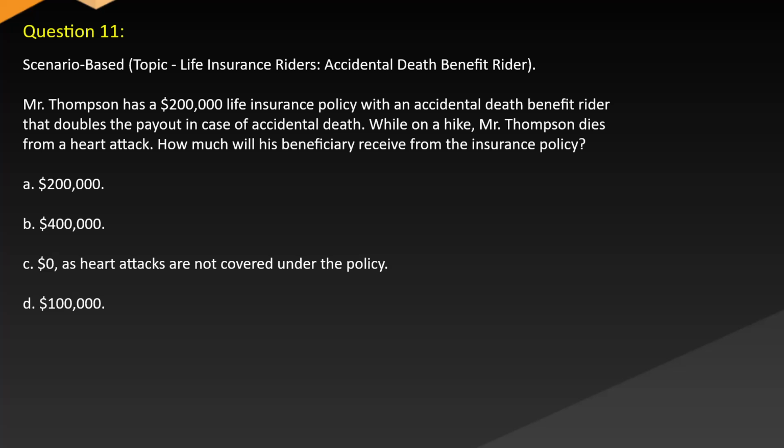Question 11. Scenario-based topic: Life insurance riders. Accidental death benefit rider. Mr. Thompson has a $200,000 life insurance policy with an accidental death benefit rider that doubles the payout in case of accidental death. While on a hike, Mr. Thompson dies from a heart attack. How much will his beneficiary receive from the insurance policy? A. $200,000. B. $400,000. C. $0 as heart attacks are not covered under the policy. D. $100,000.